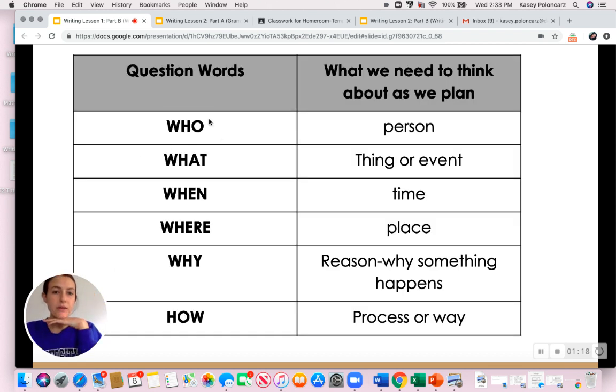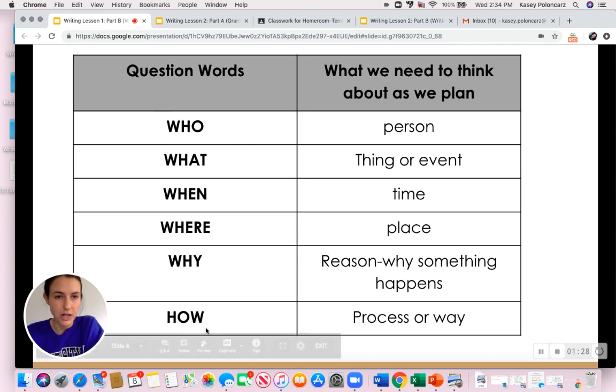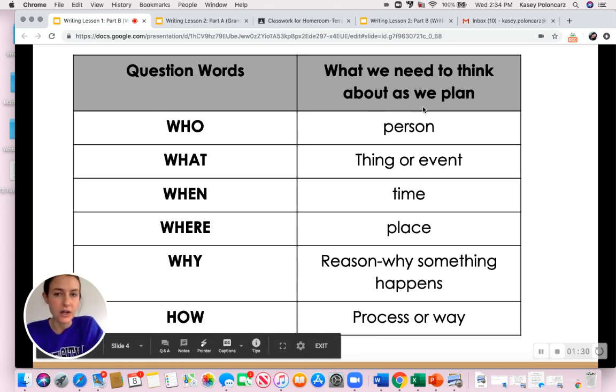So we're just going to quickly review some question words. This was an anchor chart that we had in our classroom. You probably have seen this in your classroom as well. So what we're going to do is go through the question words, and it's going to help us figure out what we need to think about as we plan.